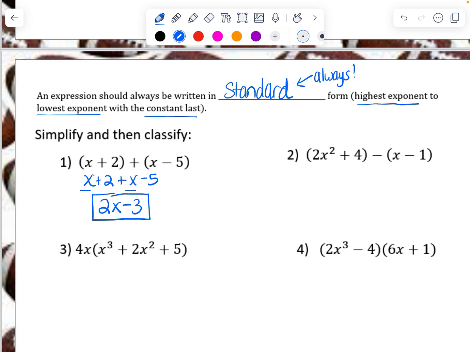So they wanted me to simplify, and now they want me to classify the polynomial. So we have to give it a first name and a last name. This is a 1st degree. He's x to the 1st power. So he's a 1st degree polynomial. So we call him linear as his first name. And he's 2 terms, so he's a linear binomial.